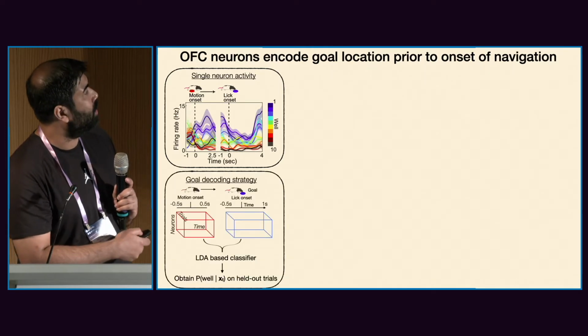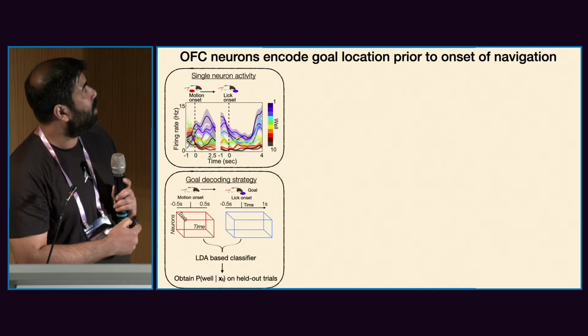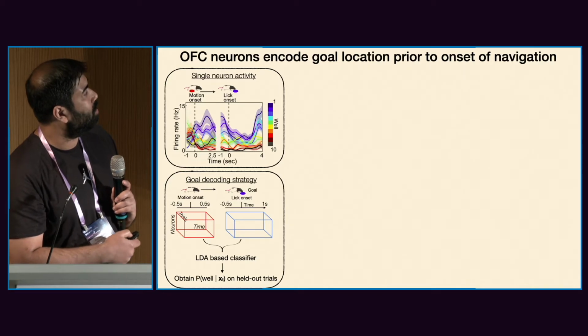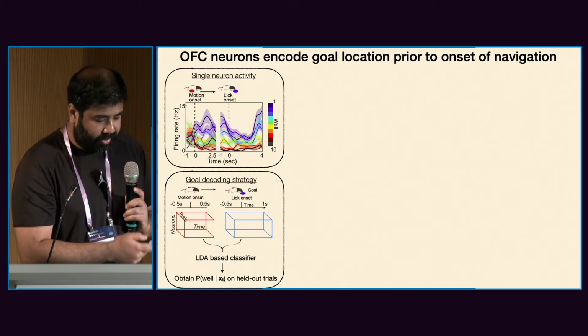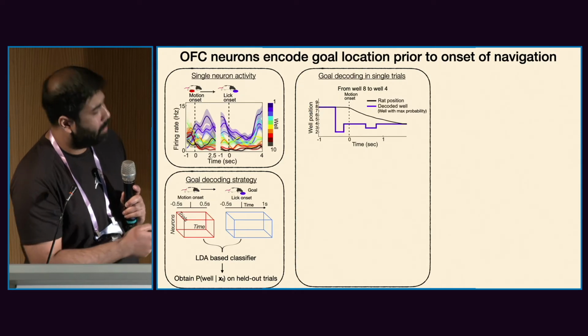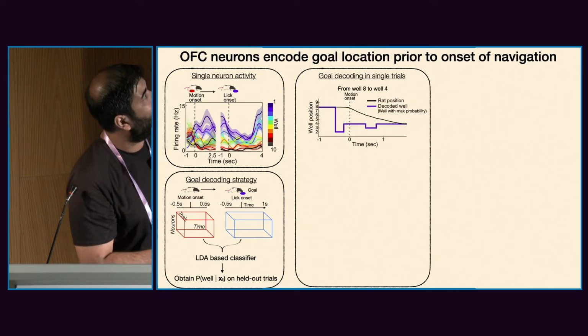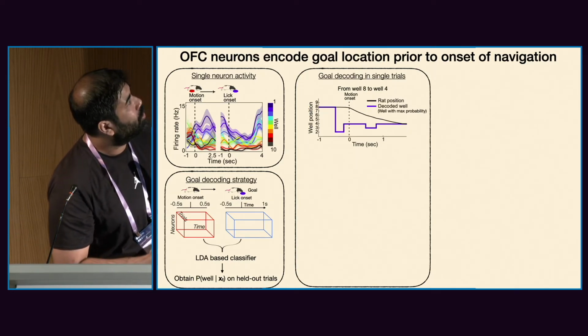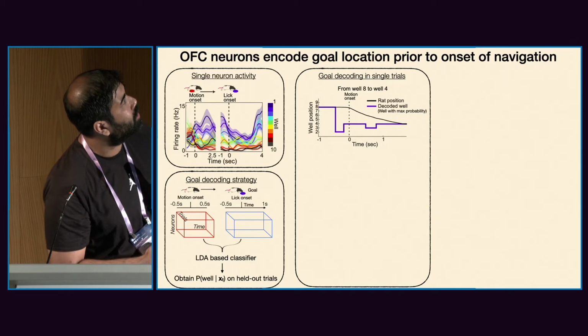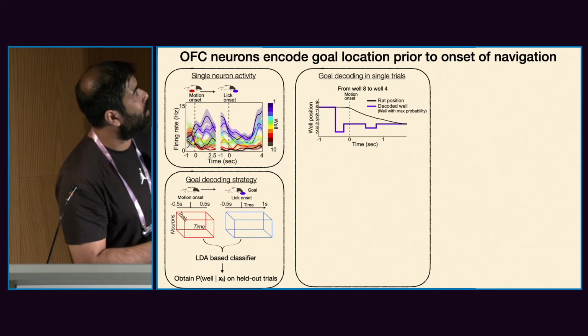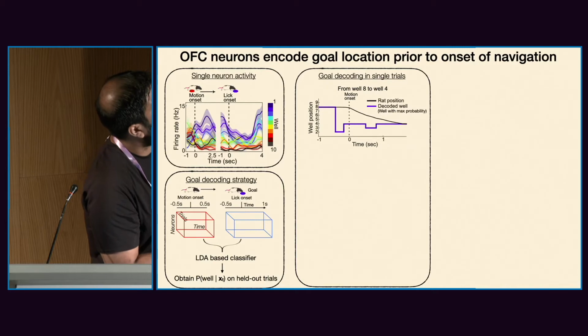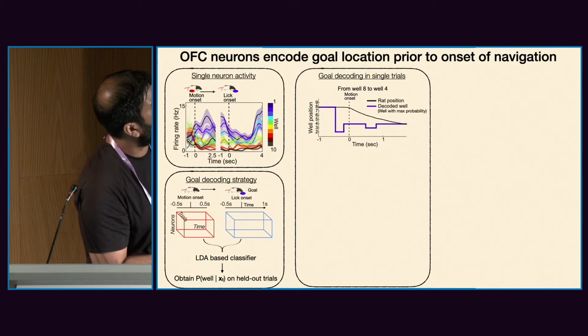So we devised this decoding strategy where we take neural activity around the motion onset and lick onset and perform goal decoding in a cross-validated manner. So here is an example of a decoded trial. The x-axis is time, the y-axis is the position of the animal along the track. So the black line shows the position of the animal.